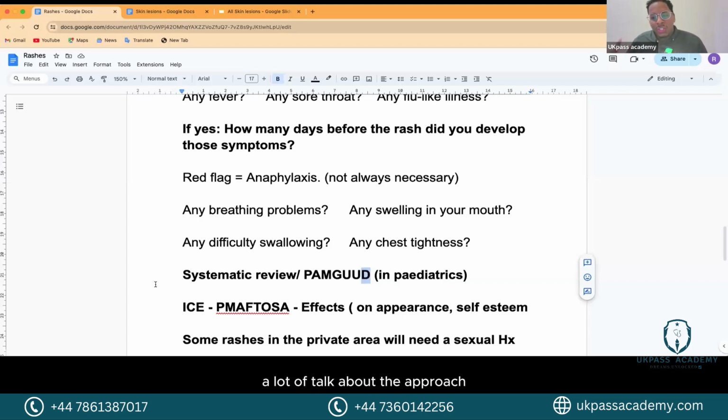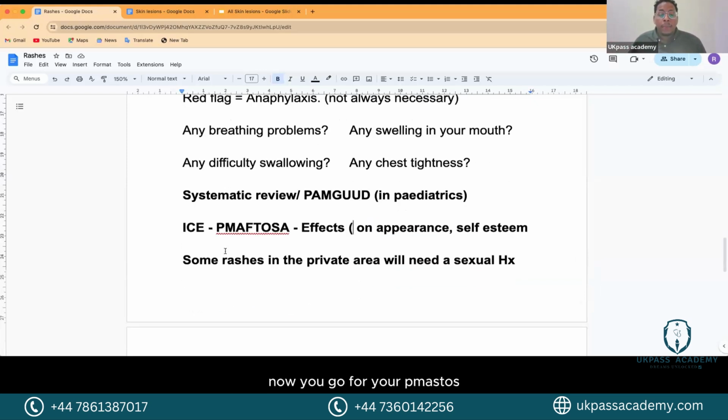Obviously, a lot of talk about the approach, but hopefully when I show you guys as well, we can put it in 8 minutes and we can see how it's done as well. And we can learn from the experience. Anyway, is there anything you feel could be the cause of the rash? And is there anything in particular worrying you at the moment about your rash? Is there anything you were hoping we could do for you today? Now, you go for your PMAF-TOSA. I think for ICE, generally ideas and concerns are the most important.